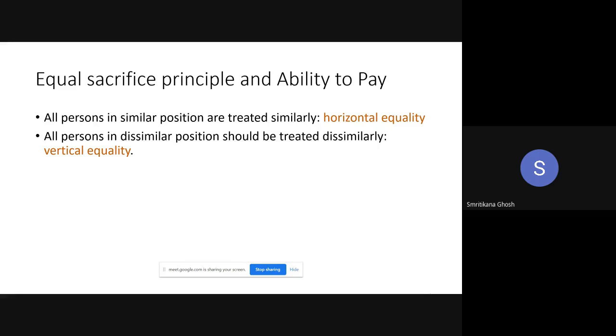And vertical equality means just the opposite. If they are in a dissimilar position, they should be treated dissimilarly. I should not say gender, because gender is a very sensitive one. But other than gender, maybe in terms of income, religion, caste and everything, it should be the vertical equality. If you are in a dissimilar position, then you should be treated dissimilarly. So not always in the bad sense. It may be in the good sense as well. Okay, so this is the vertical equality.